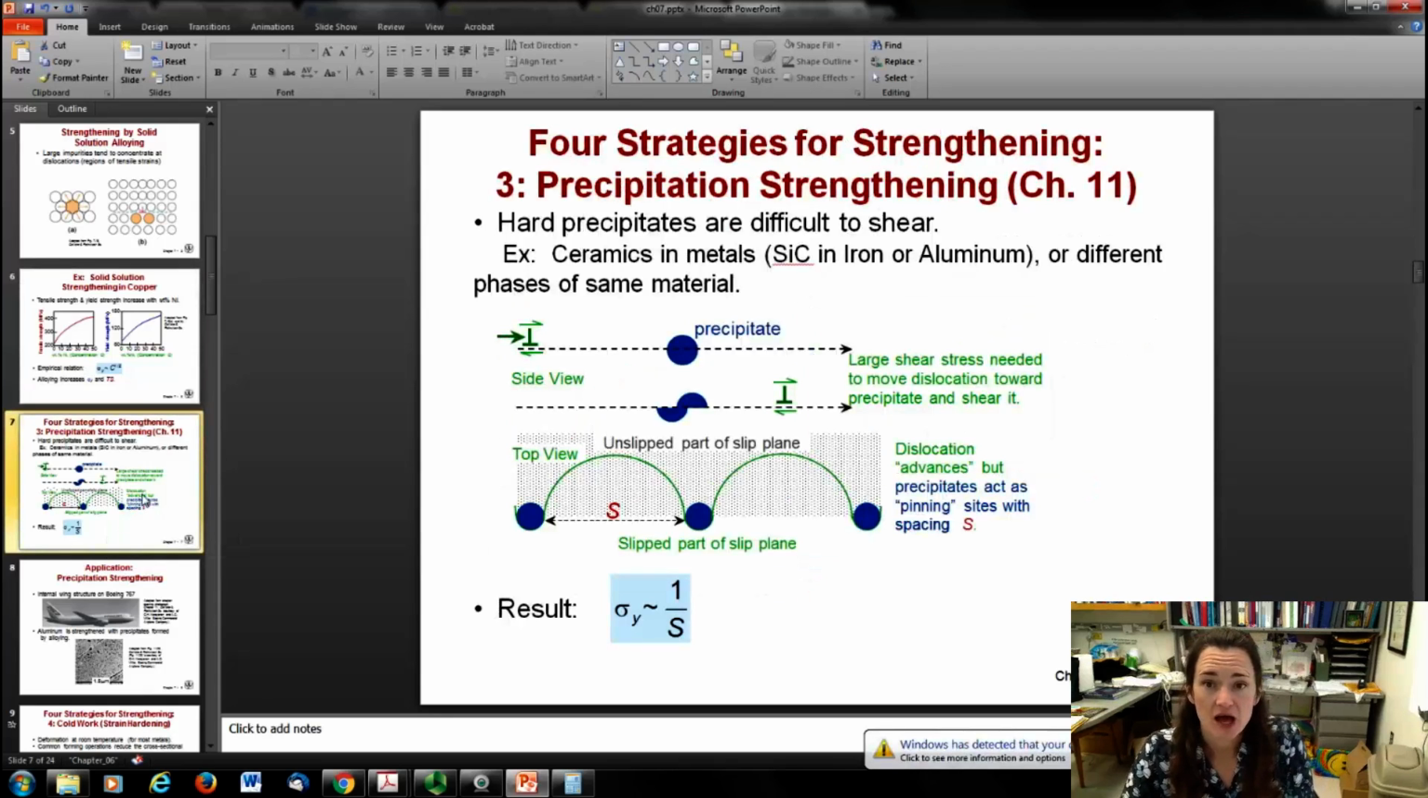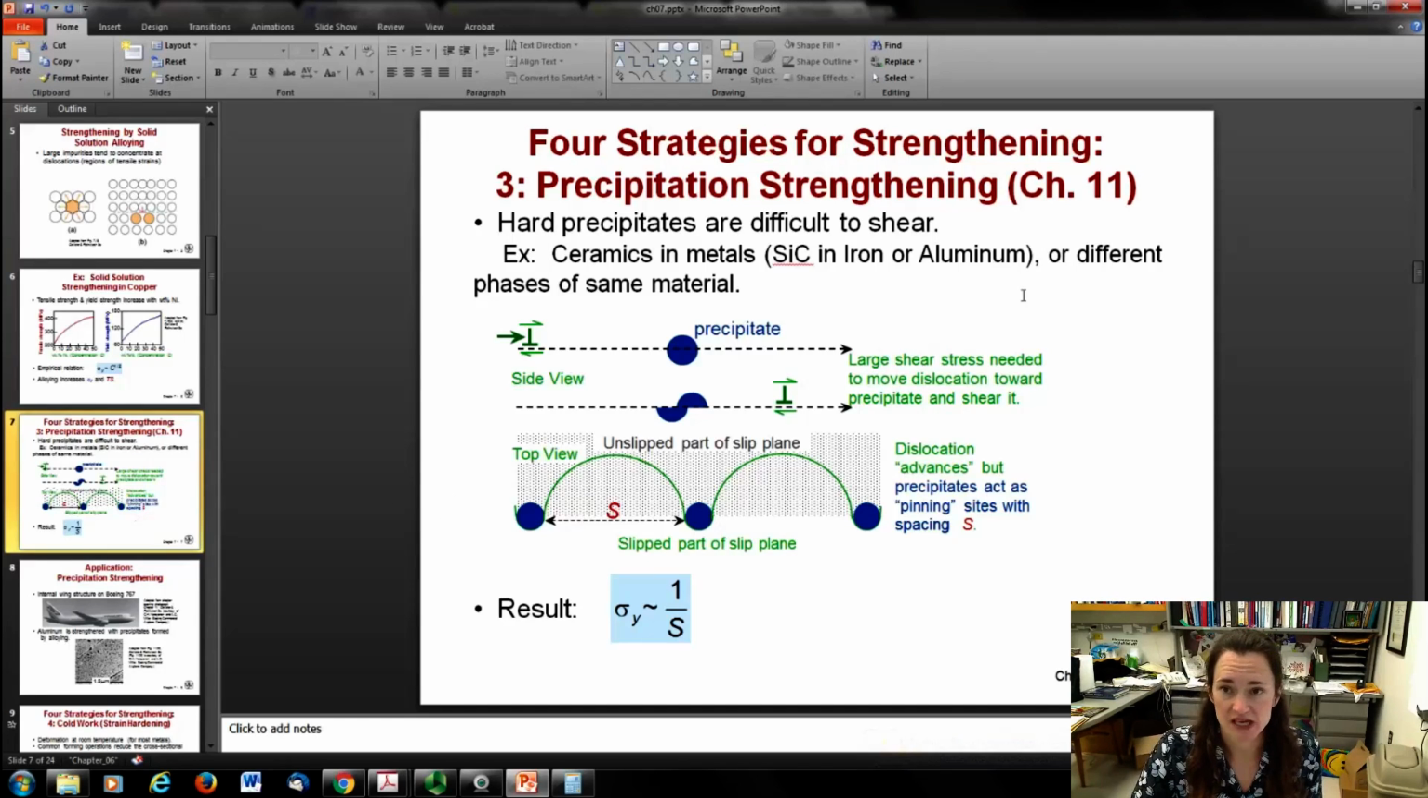Okay, now in terms of the next one of the 4 strategies for strengthening, there's precipitation strengthening. This is covered in a lot more depth in Chapter 11, but basically, to sum up, the strength and the hardness of some metal alloys is enhanced by the formation of extremely small but uniformly dispersed particles of another phase or a precipitate of that phase within the original matrix. And this has to be accomplished by phase transformations that are induced by heat treatment. So basically you heat treat it.